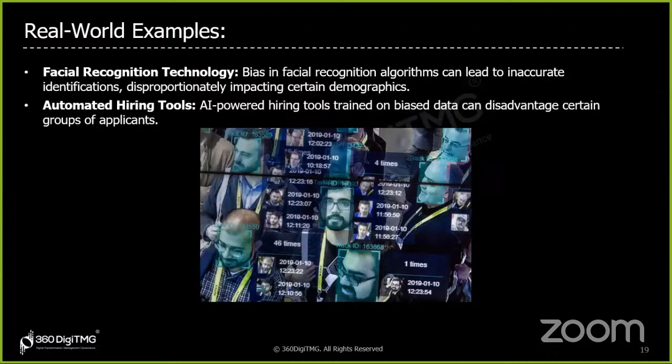Immediately, biased facial recognition algorithms can lead to inaccurate identifications, disproportionately impacting certain demographics. If a facial recognition system fails to recognize people of color, I think that's a big no, and that's a big, huge problem that we land into, right?